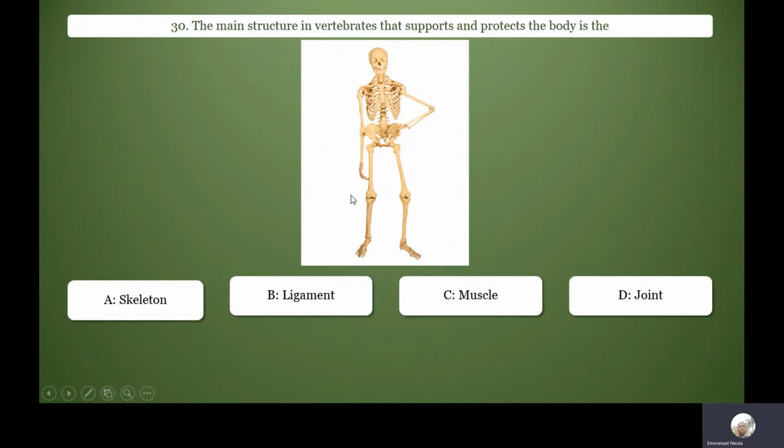The main structure in vertebrates that supports and protects the body is the skeleton. A is the skeleton. The skeletal system, apart from supporting the body, gives the body shape, helps us to stand erect, produces blood cells, and protects vital organs in the body.